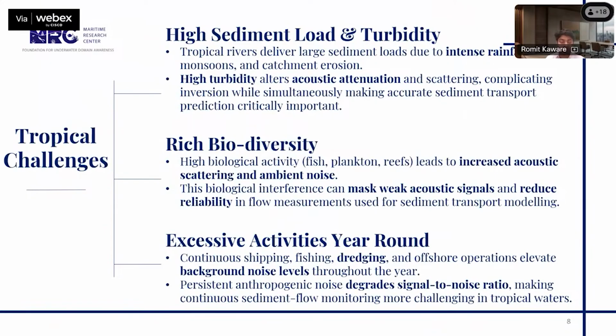When I talk about sediment management, it becomes very crucial to understand what the tropical challenges are. The first is that the Indian Ocean region, or the Indian subcontinent itself, has a very high sediment load. A lot of sediment is getting deposited from the Ganga-Brahmaputra river system itself, along with various natural and anthropogenic activities as well.